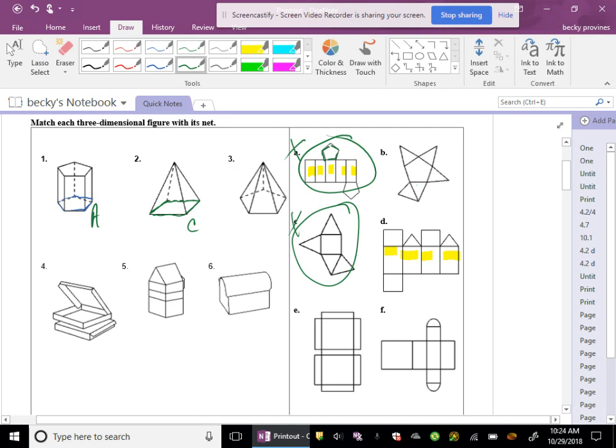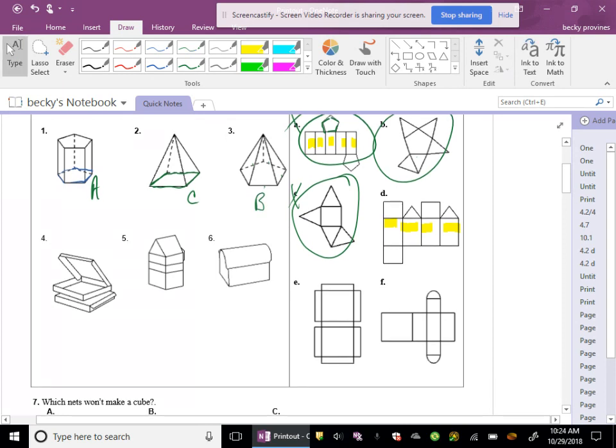So for number 3, the base, the bottom, 1, 2, 3, 4, 5 has to be B. Now, number 4 is a pizza box. We all know what the pizza box looks like. That is E. So how do you tell the difference between number 5 and number 6?